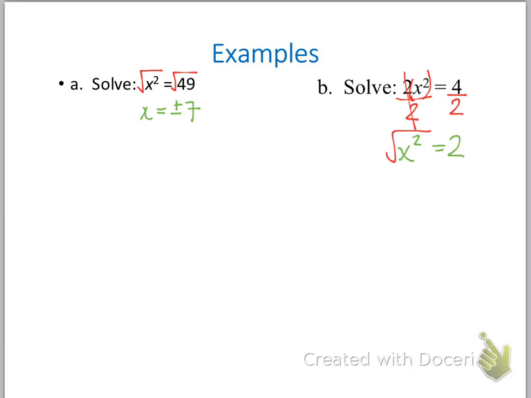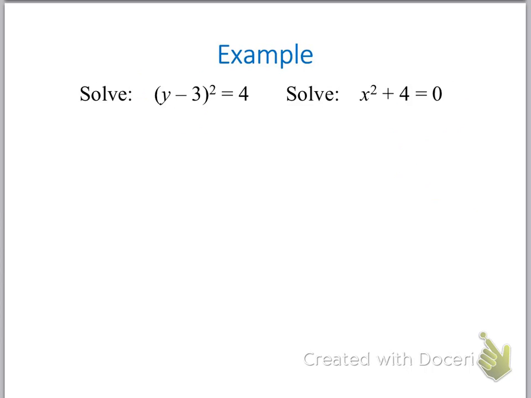Take the square root of both sides. So x equals the positive or the negative square root of 2. The square root of 2 is left like that because it's not a perfect square. We can't find exactly what it equals like we did in part A. So if it's not exactly a whole number, you would leave it as the square root.